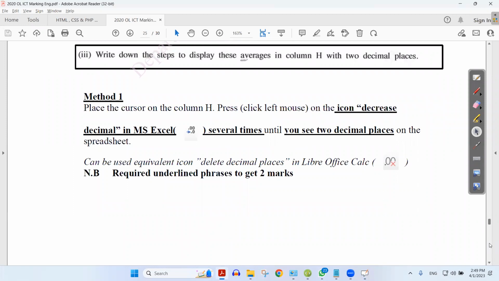So this is the first method. You have to say place the cursor on the column H, press on the icon decrease decimal in MS Excel several times until you see 2 decimal places on the spreadsheet. Right? So that is the short way of writing it. If you have not answered this question, please copy it down. It will be a short and a good explanation for this. There is a long way as well. I'll show you it later. If you have not written this down, completed, better you can copy it down.